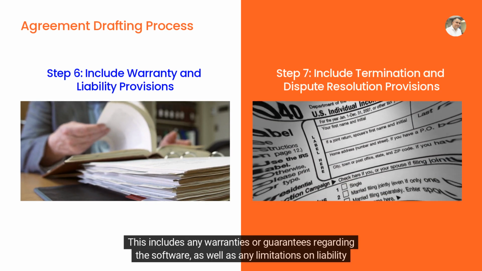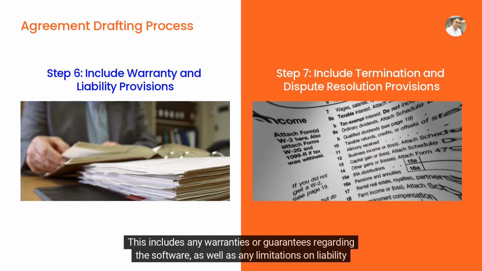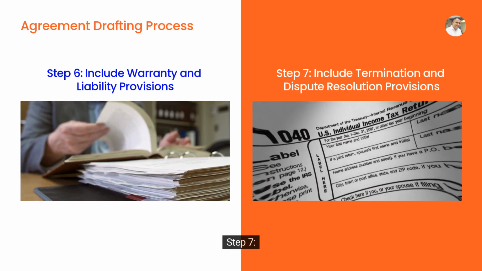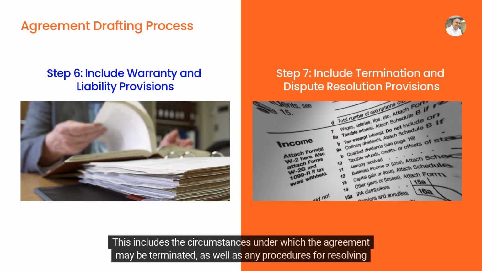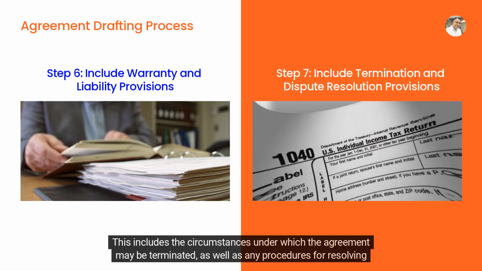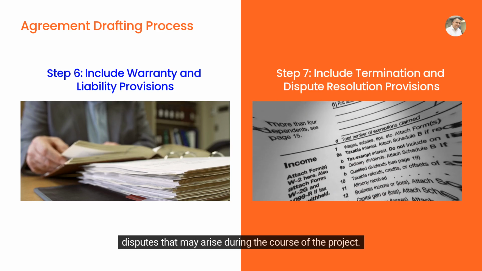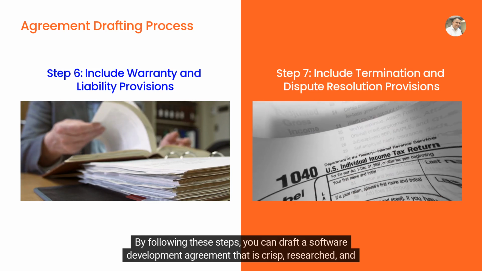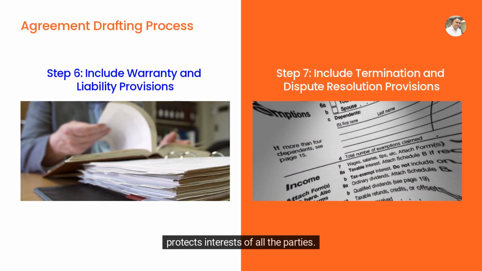This includes any warranties or guarantees regarding the software, as well as any limitations on liability in the event of a breach or other issue. Step 7. Include termination and dispute resolution provisions. This includes the circumstances under which the agreement may be terminated, as well as any procedures for resolving disputes that may arise during the course of the project. By following these steps, you can draft a software development agreement that is crisp, researched, and protects the interests of all the parties.